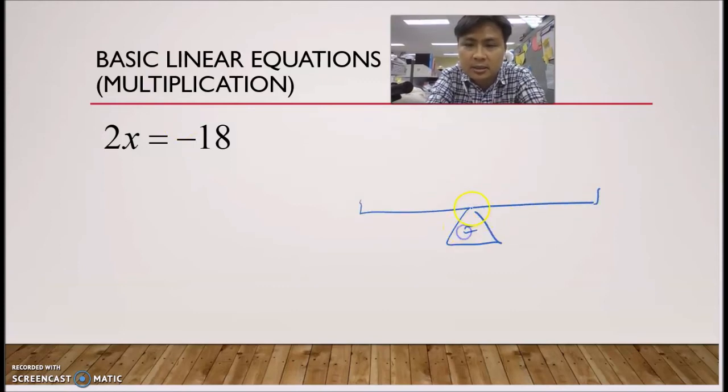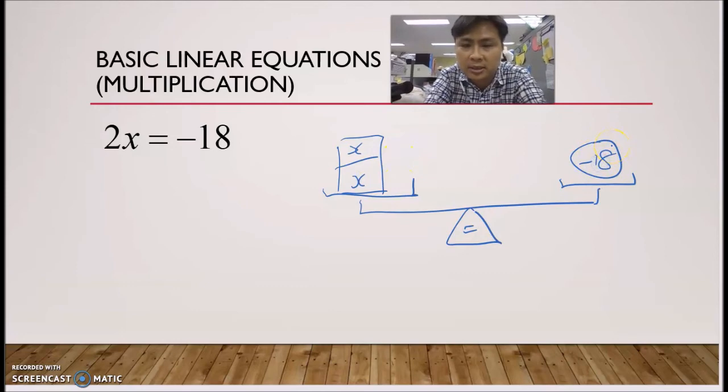Okay, and now on both sides of the balance, I have these numbers. I have 2 units of x, and I have a negative 18 here. So if 2 units give me negative 18, what will 1 unit give me? It's very obvious, right? I need to divide by 2 here, then I will remove it. And I need to divide by 2 here to get the answer.